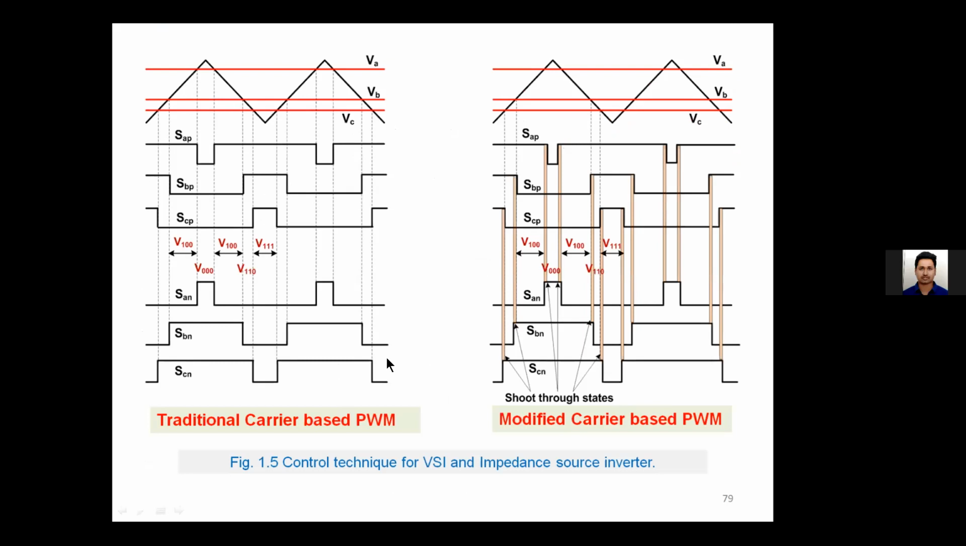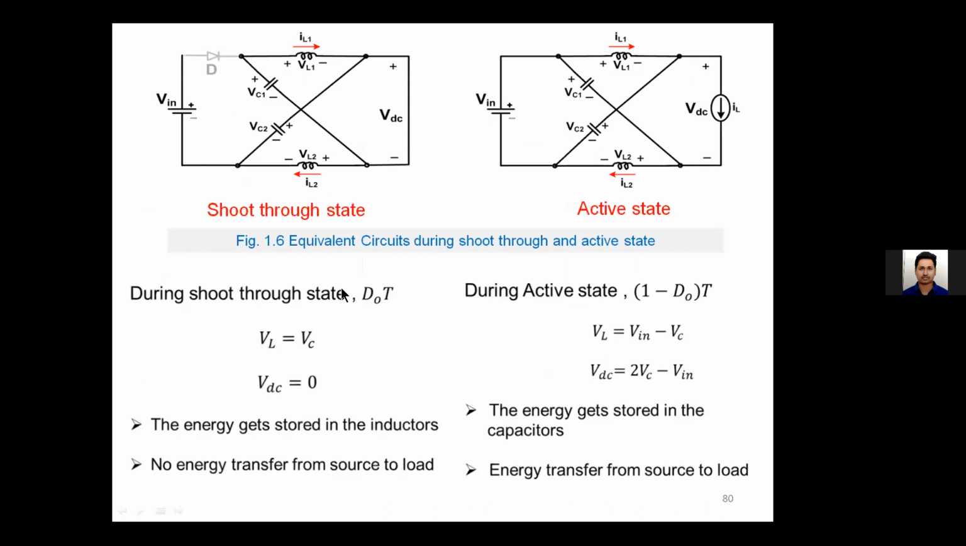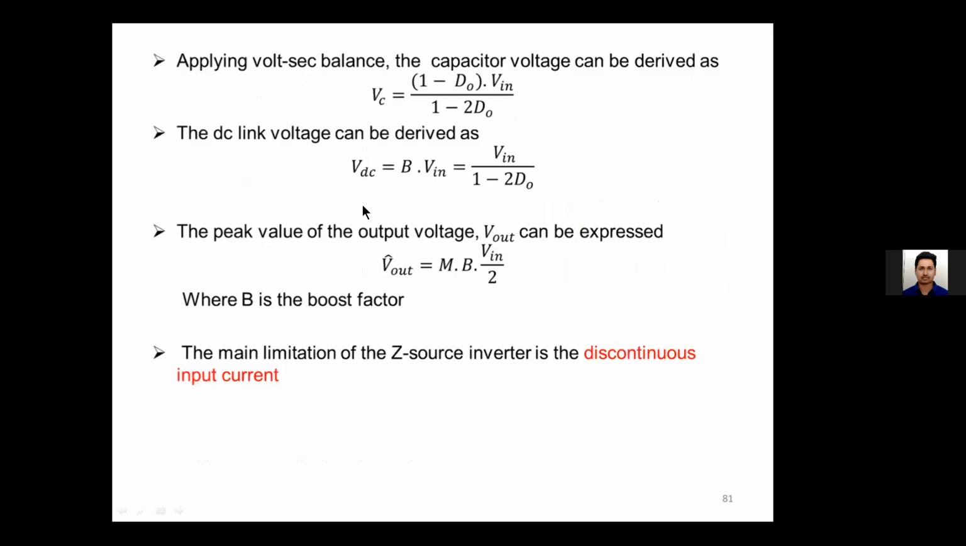So this is the control technique we adopt for controlling of that impedance source inverter. There is a slight variation or modification that needs to be done in the conventional carrier-based PWM, such that the shoot-through is inserted in the zero state. These are the equivalent circuits during the active and shoot-through states. Here the main concept lies in the volt-second balance. From this we can calculate the DC link voltage.